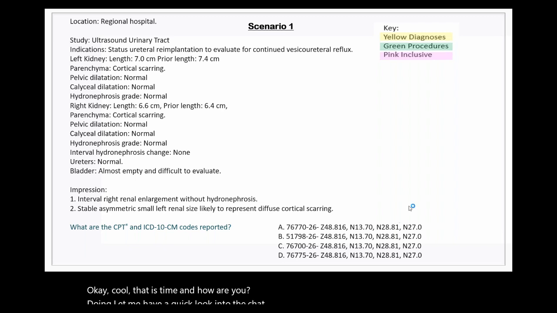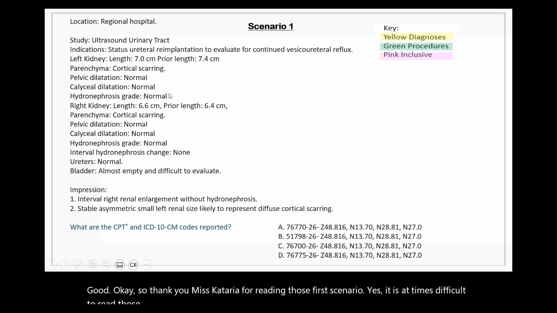Good. Okay, so thank you, Ms. Qatar, for reading the first scenario. Yes, it is at times difficult to read those medical terminologies. So great work. Let me highlight the keywords.